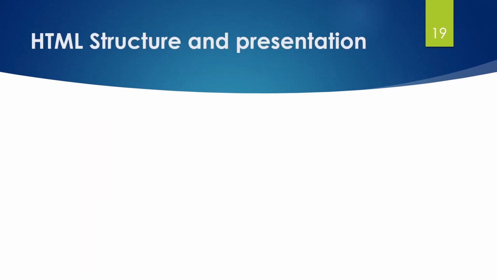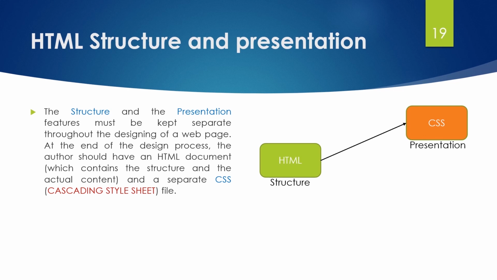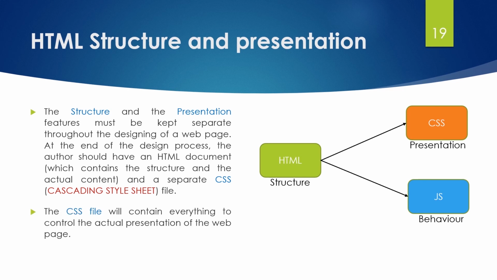HTML structure and presentation. The structure and the presentation features must be kept separate throughout the design of a web page. At the end of the design process, the author should have an HTML document which contains the structure and the actual content, and a separate CSS, which is a Cascading Style Sheet file. As you can see, we have the structure, which is HTML. It is divided into presentation, which is CSS, and behavior, which is JavaScript. So the CSS file will contain everything to control the actual presentation of the web page.